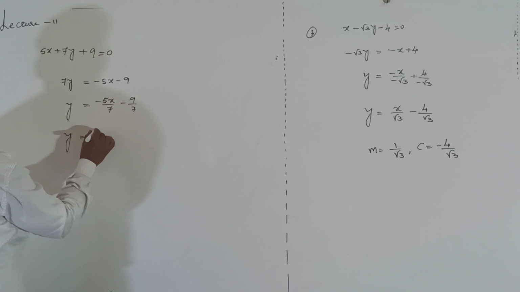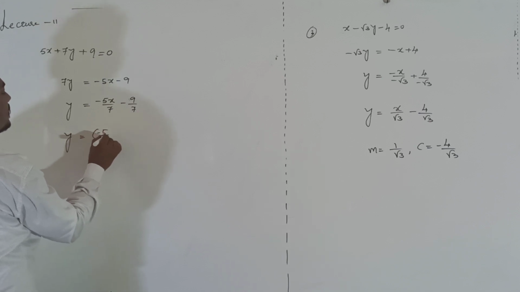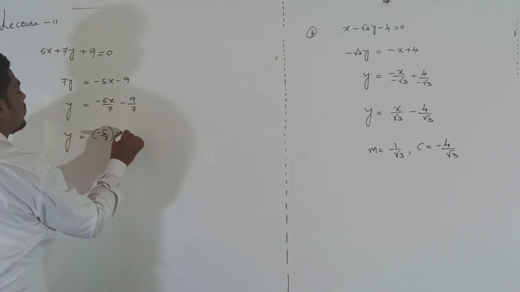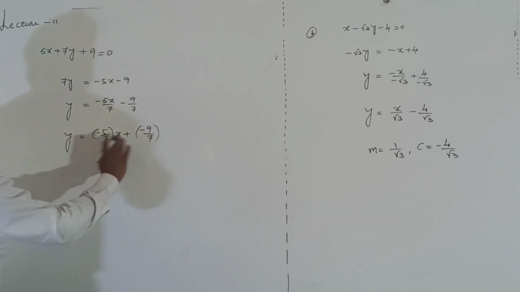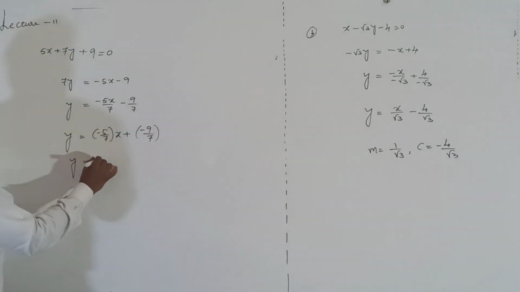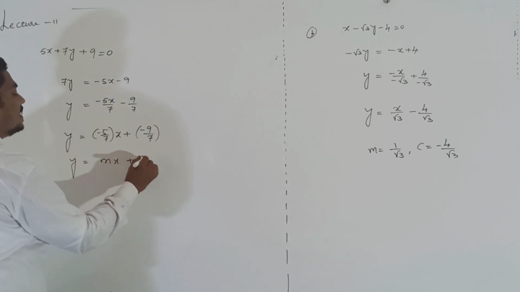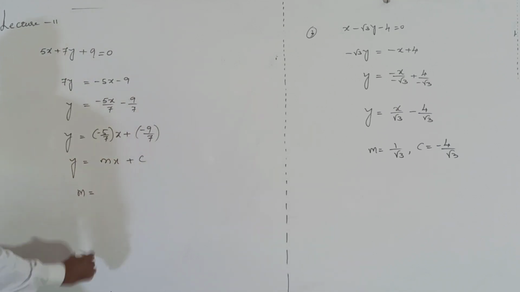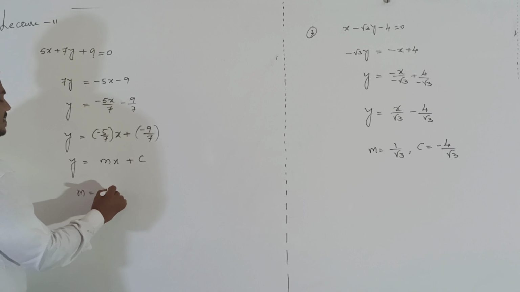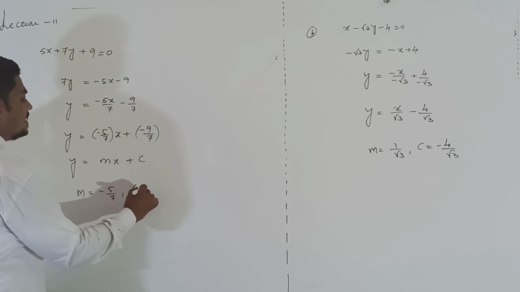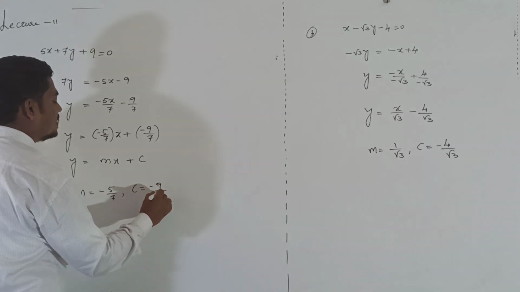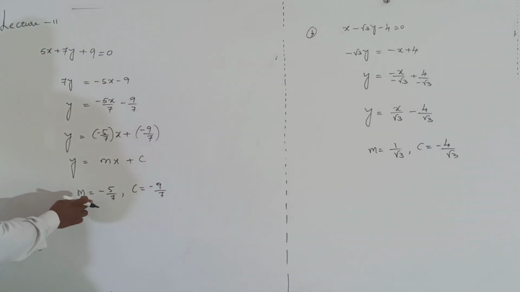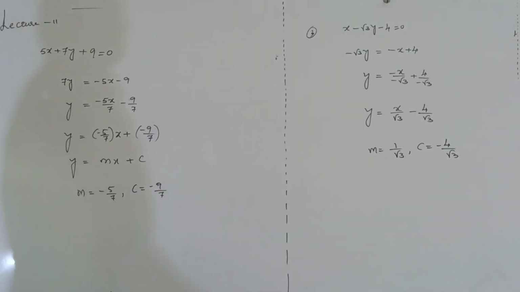After that I will write minus 5 by 7 into x plus minus 9 divided by 7. Now it is like y equal to mx plus c. Therefore, what is m value? m is equal to minus 5 by 7 and c is equal to minus 9 divided by 7. This is slope and y intercept.